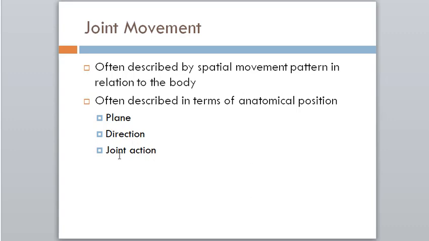And then we had special names for those joint actions. For instance, movement that was moving anteriorly in the sagittal plane was called flexion. Movement that was moving laterally in the frontal plane was called abduction.